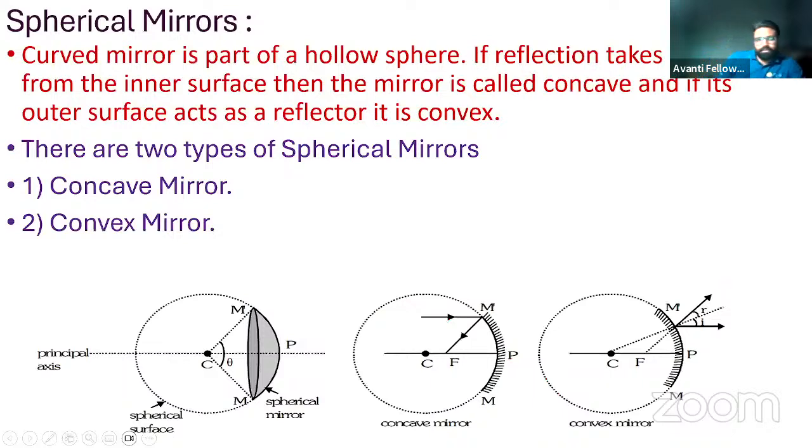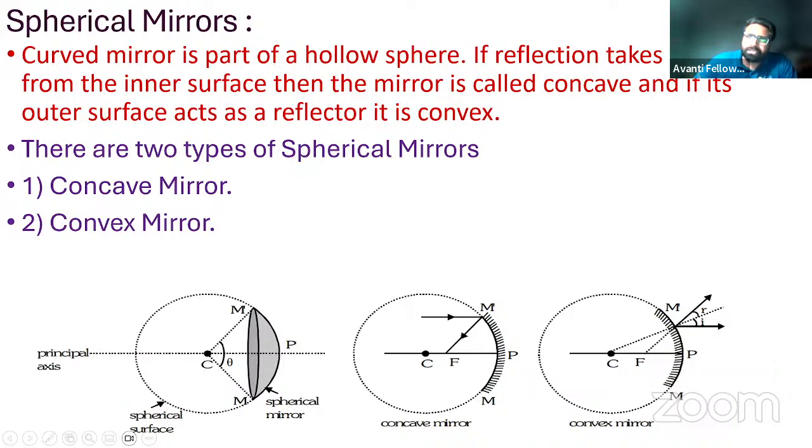Now, again move back to this topic. In this topic, if you will see, spherical mirrors are defined as curved mirrors, and that is nothing but a part of a hollow sphere. So, based on the reflection, which part is reflecting the light, we divide the hollow mirror or the spherical mirror into two parts. First is concave, second is convex.